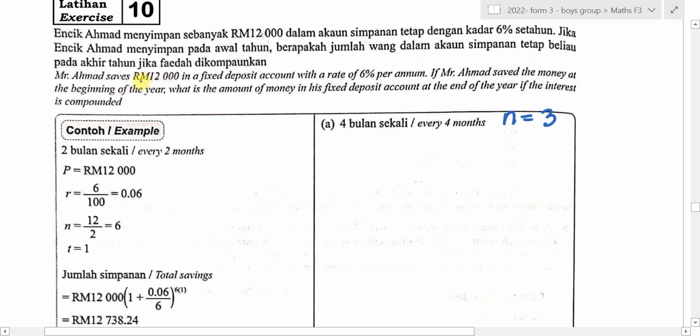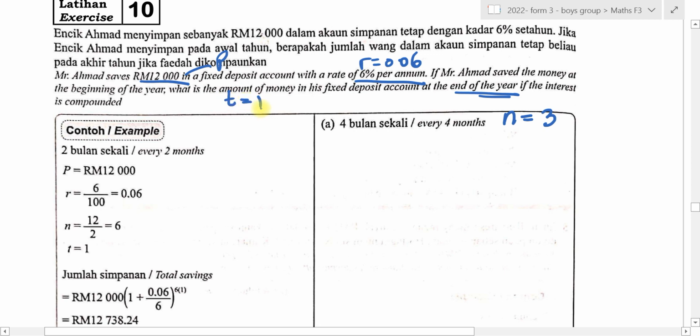Mr. Ahmad saved 12,000 in a fixed deposit account. That is your P, principal, with the rate 6% per annum. Your R is 0.06. If Mr. Ahmad saved the money at the beginning of the year, what is the amount of the money in his fixed account at the end of the year? That means 1 year only. Beginning of the year and then end of the year, right? That means your time is 1 year only.